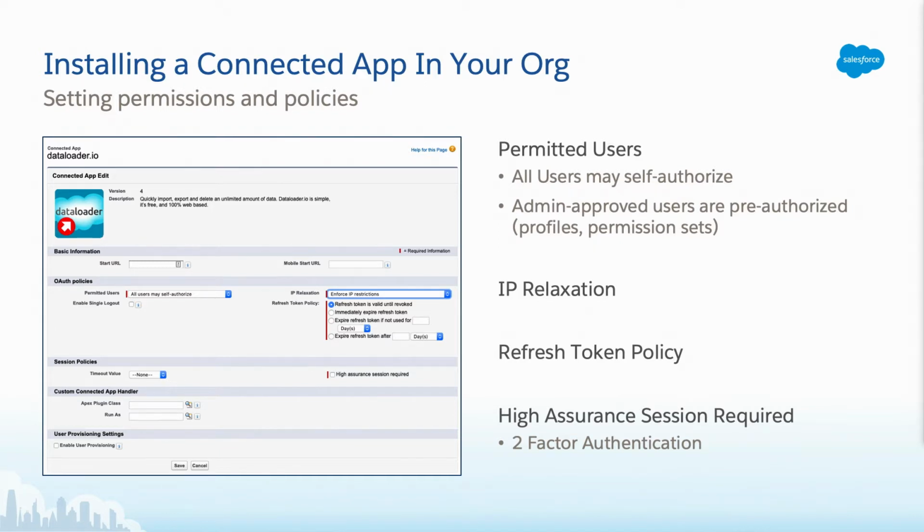And finally, the fourth option that we want to discuss here is high assurance session required. So that's under session policies here. If you choose to enable that, what's going to happen is users will be asked to authenticate using two factors. So normally, a user is authenticated using a username and password. Two-factor authentication adds an extra layer of security to that. And so in addition to the password, the user will need something like an app on their phone that they physically have that generates a time-based token to really ensure that you are who you say you are.